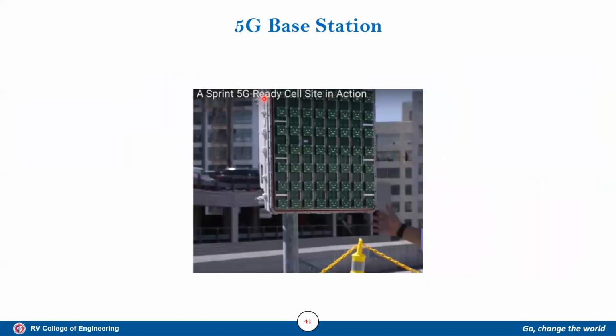So this is the 5G base station. Basically the 5G base station employs such PCBs, many PCBs abutted together, and this forms the base station or cell site of the particular 5G small cell.